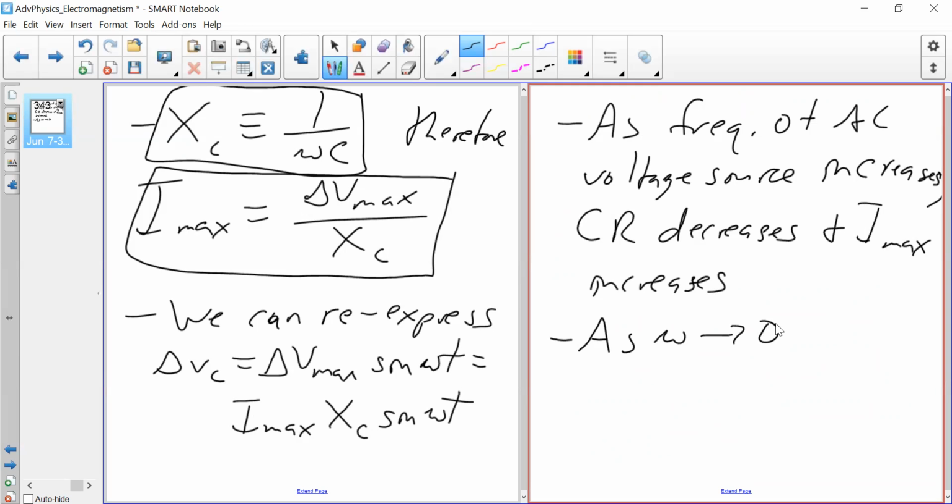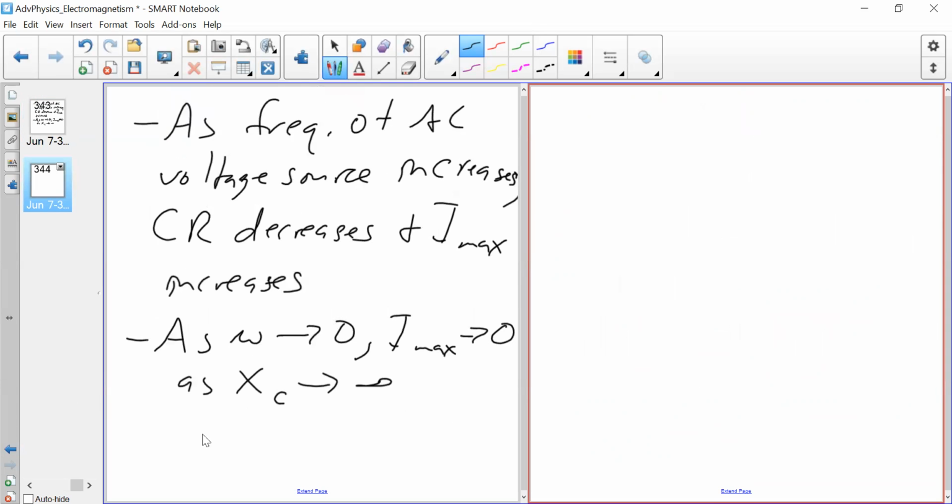As omega goes to 0, the current goes to 0. Basically, we're turning off the voltage source, and that's not useful. So again, if you reduce the alternating voltage source to basically no frequency, it's not cycling. It basically becomes like a battery, a regular direct current circuit. Just evaluating everything.